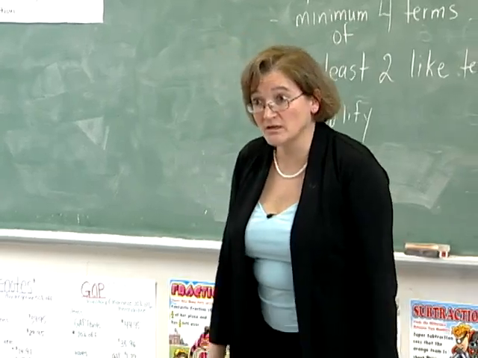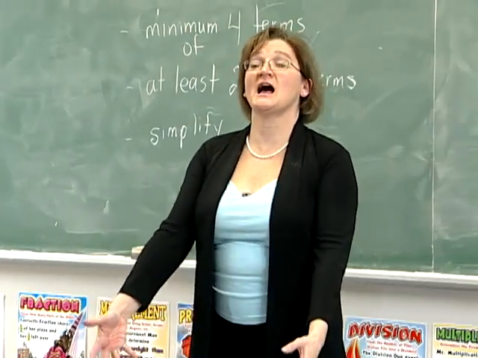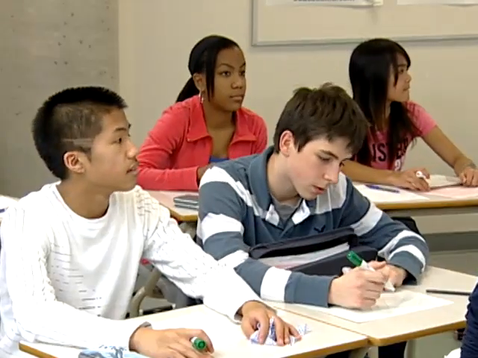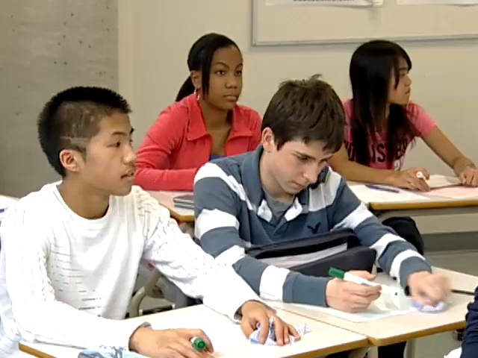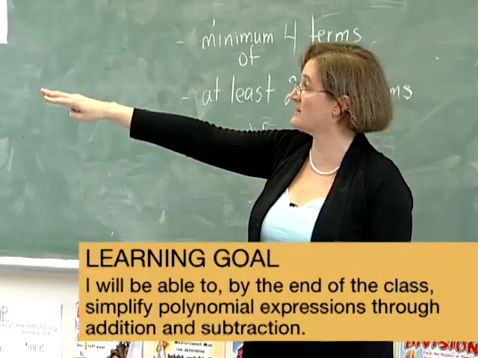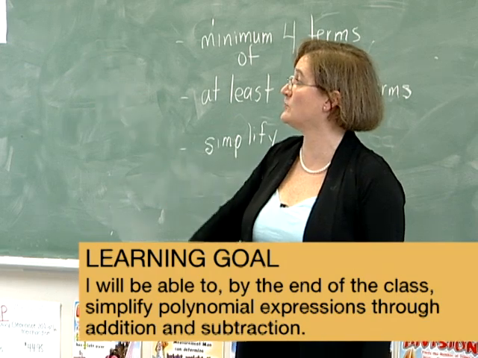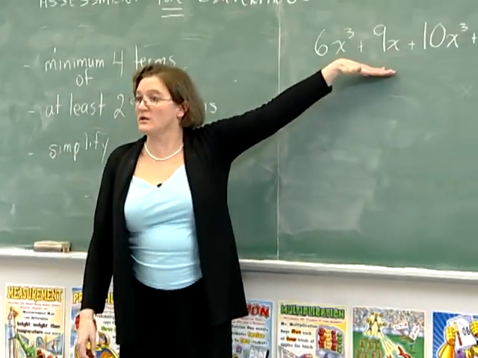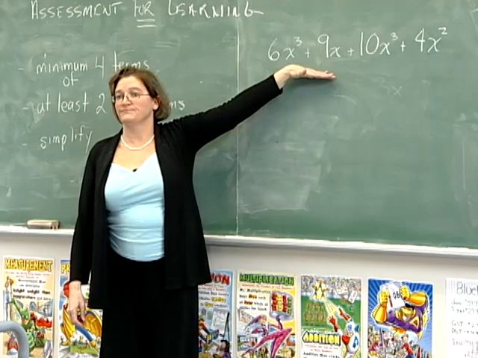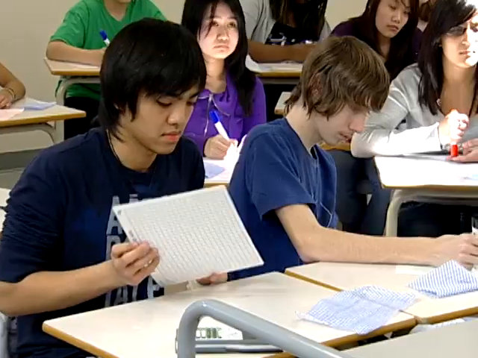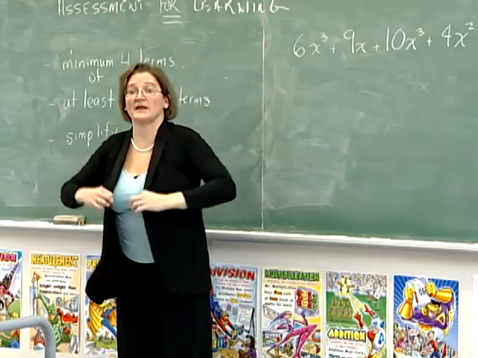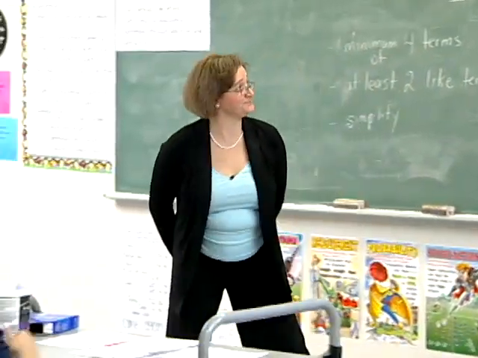Okay, so at this point in the lesson, we are going to assess whether you have met the learning goal. So the final learning goal over there says that you are going to be able to, by the end of the class, simplify polynomial expressions through addition and subtraction. What I would like you to do on your whiteboard is copy this polynomial expression, and then I would like you to simplify it. Once you're done, put your whiteboard up, and I will verify that your answer is correct.